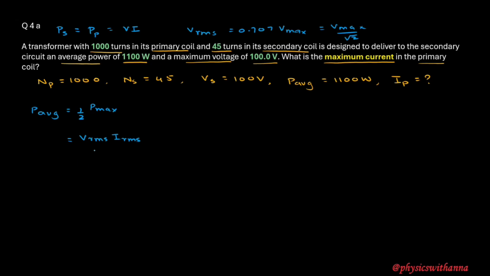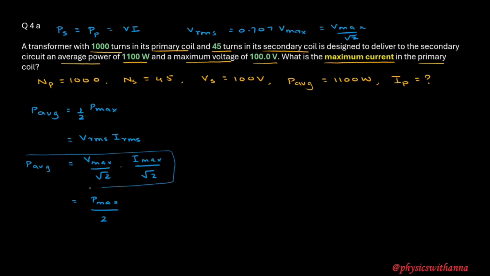Same goes for Irms. So I can rewrite this expression as Vmax over root 2 times Imax over root 2. And when you multiply them together, you get the same expression back. Vmax times Imax is nothing but the maximum power, and root 2 times root 2 will give you 2. So here I'm going to use this expression for average power to calculate what will be my maximum current in the primary. We are going to replace this with primary voltage and primary current and rearrange the term to write in terms of current I.